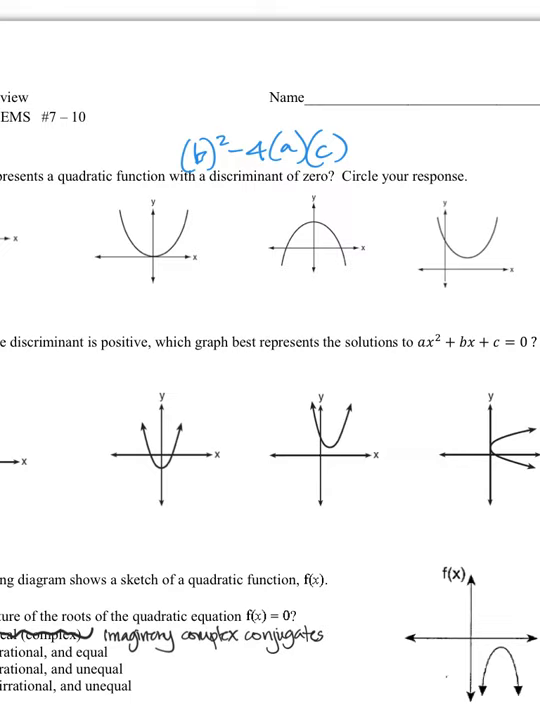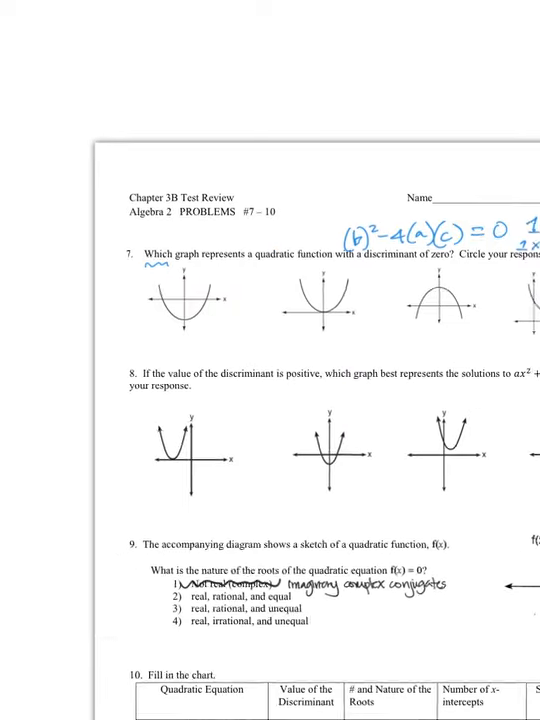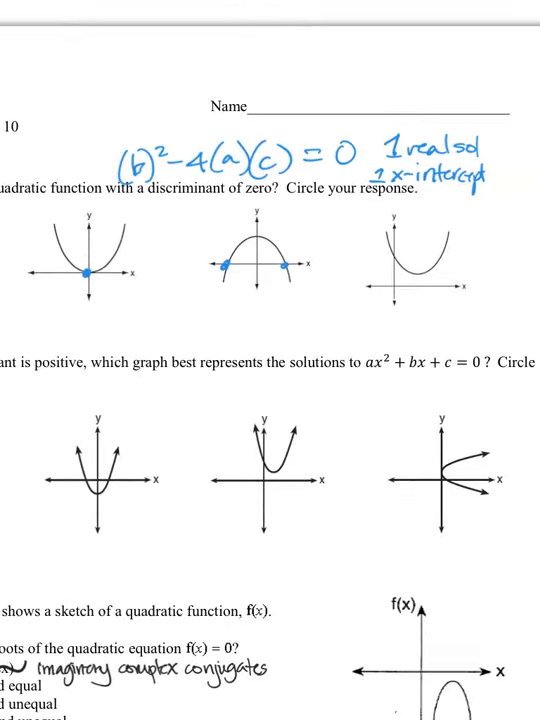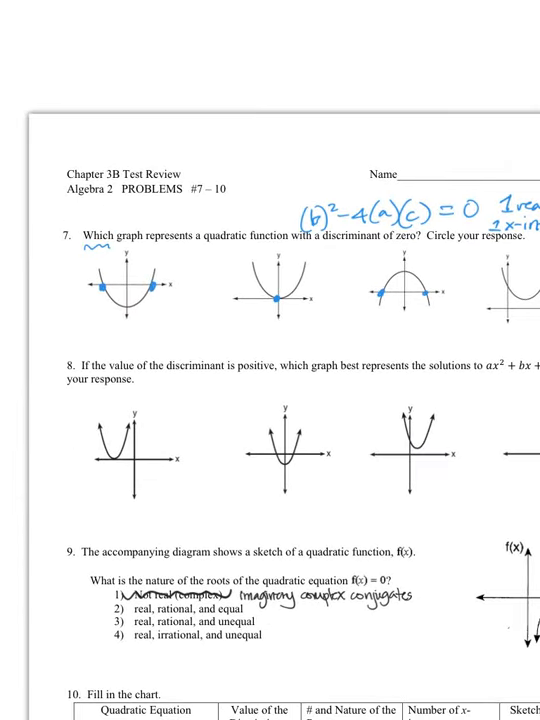So now we are asking, when is it 0? And that is when it has one real solution and one x-intercept. So if we look at the 4 of these, we have the first one, and if you notice, 2 x-intercepts, 2 solutions. This one has one x-intercept. This one actually has 2 as well. And the far right has none. So, which one has 1?